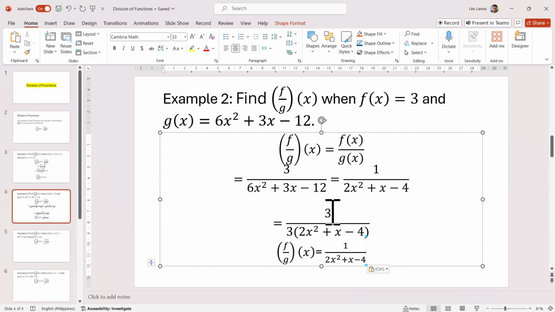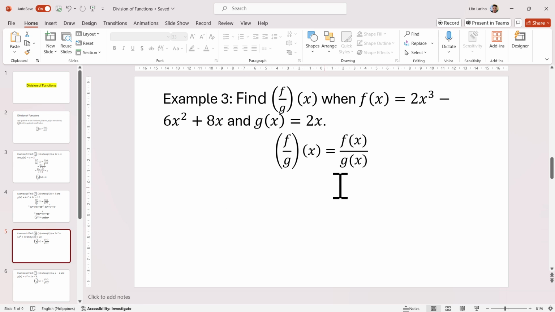Take note, 1 or 3 did not just disappear. It is replaced by 1 because 3 divided by 3 is 1. So the numerator is 1 over the remaining expression, which is 2x squared plus x minus 4. This is the quotient of our f of x and g of x.